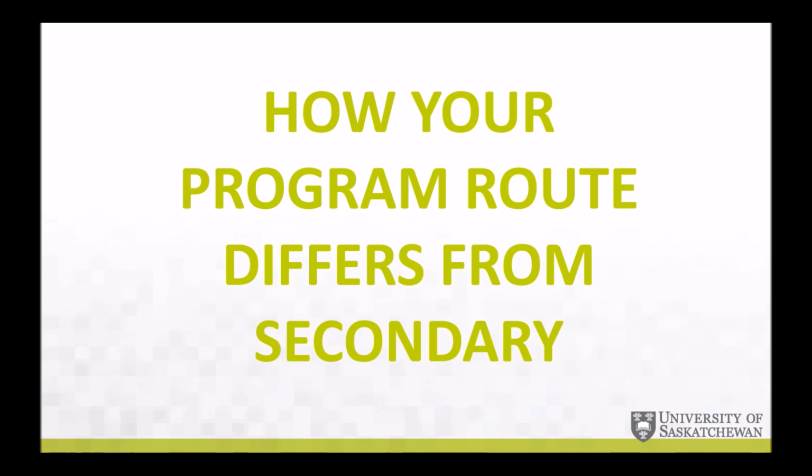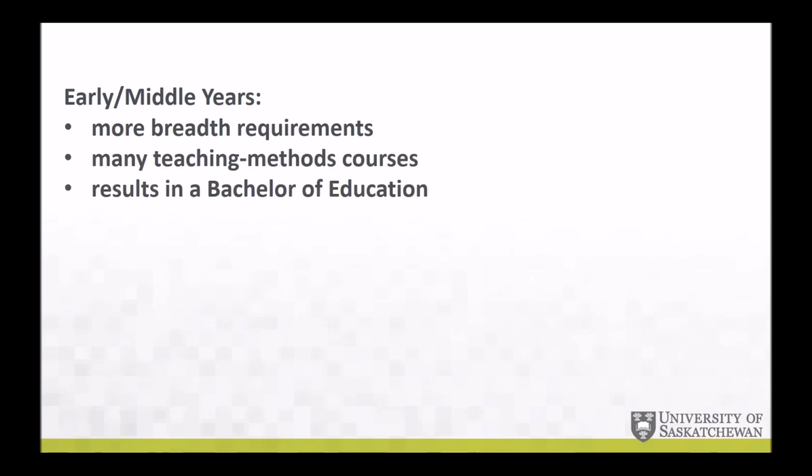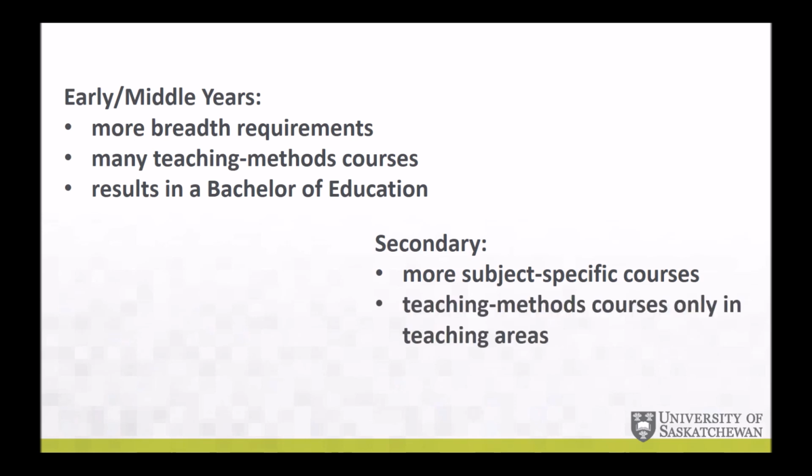Although the early middle years and secondary program routes both result in a Bachelor of Education degree, there are some differences in requirements. Early middle years teacher candidates take more breadth requirements and a variety of methods courses for teaching multiple subjects. Secondary teacher candidates take many courses in 2 subjects or teaching areas and fewer breadth courses. They take methods courses only in their teaching areas.